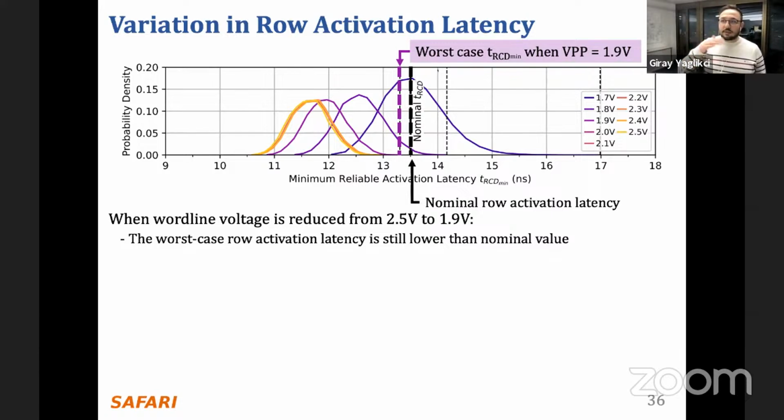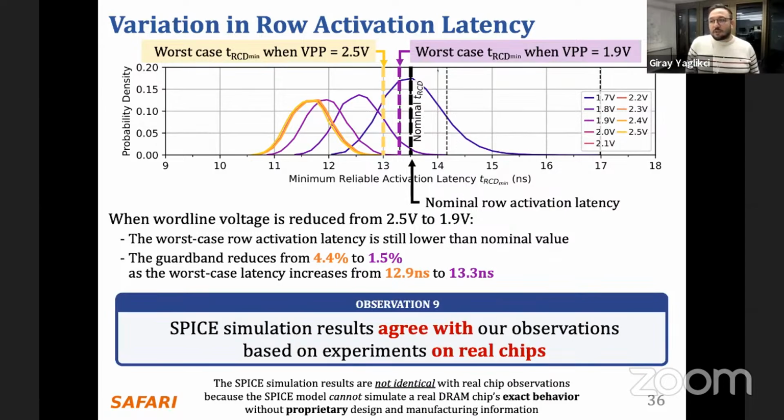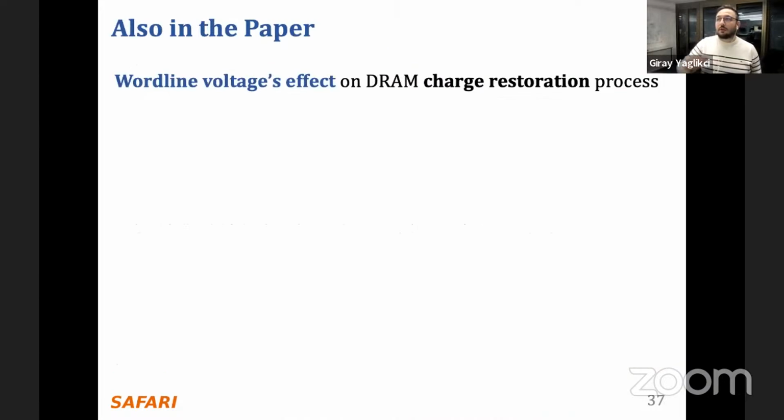And we observe that this distribution actually shifts right when we reduce the Wordline voltage. So when we reduce from 2.5 volts to 1.9 volts, the worst case row activation latency is still lower than the nominal value. And the guard band reduces from 4.4% to 1.5%. So we sacrifice some guard band, but we still can work reliably. And the SPICE simulation results agree with our observations based on experiments on real DRAM chips. So this is our disclaimer. It's not identical, but if you look at the trend, they show the same trend.